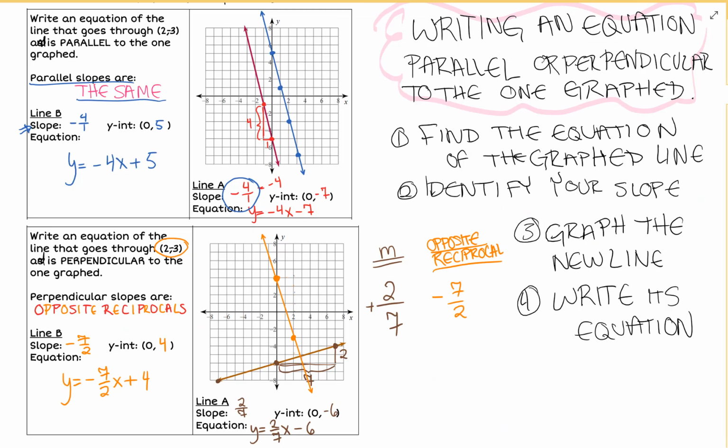So to recap, writing an equation parallel or perpendicular to the one graphed, we would need to find the equation of the graphed line, identify your slope, whether it's perpendicular, opposite reciprocal, or parallel, the same slope, then graph the new line through the point they've given you with the slope you have, and then write its equation.